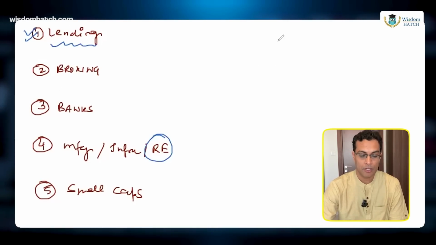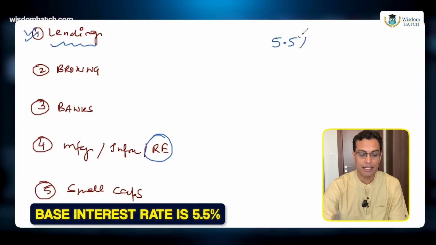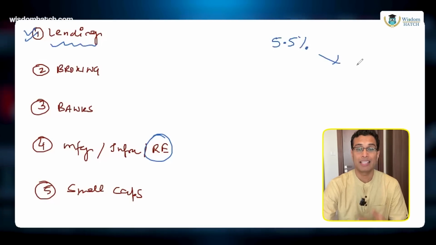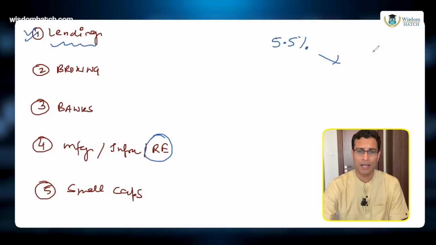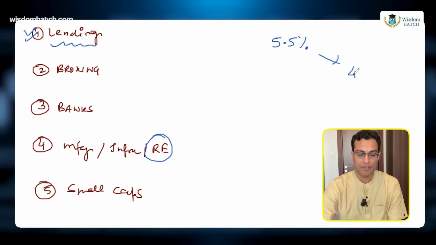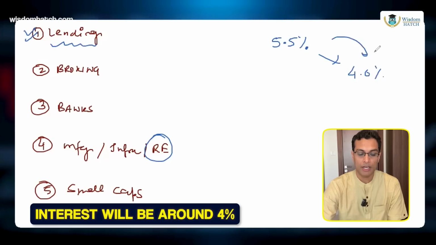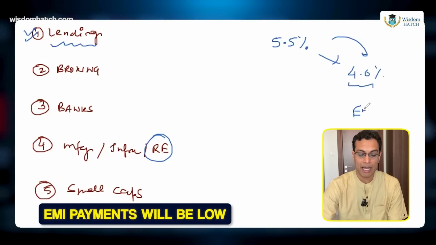Now, why is that the case? Because assume that if the base interest rates are 5.5, and the estimate is that in the next 1.5 years the interest rate would be somewhere around 4%, then what does this lead to? Well, the EMI payments go low.